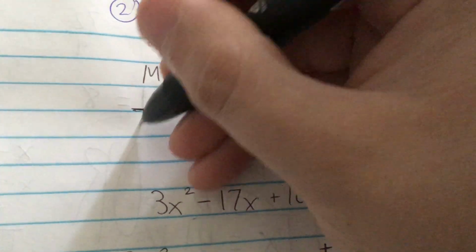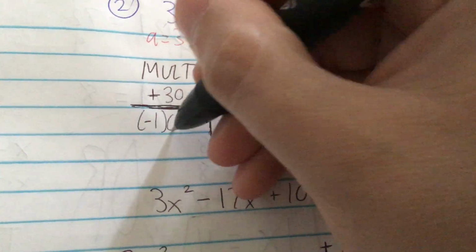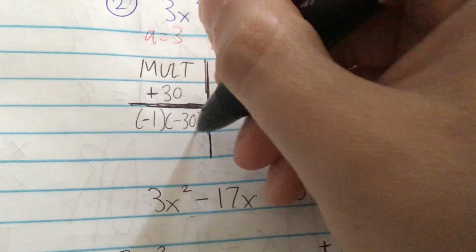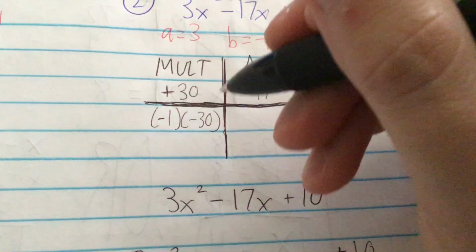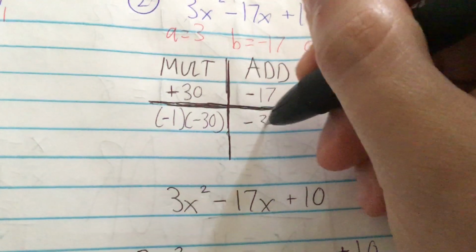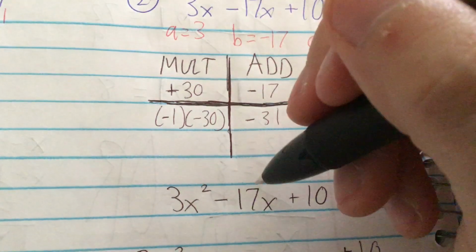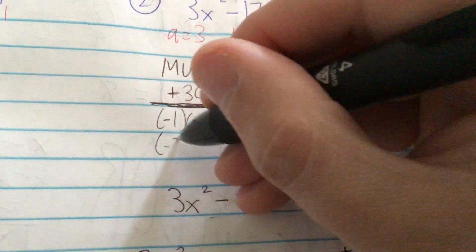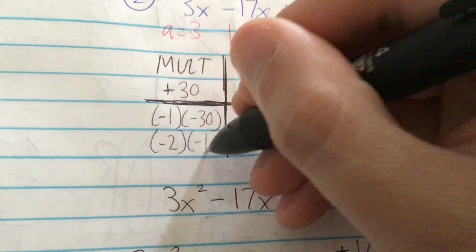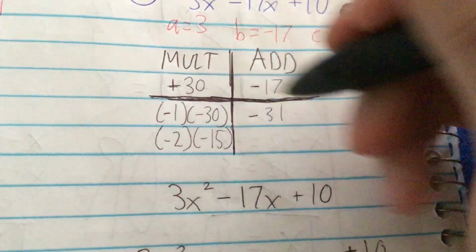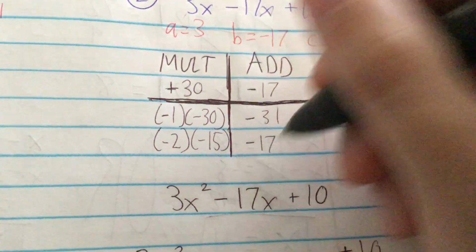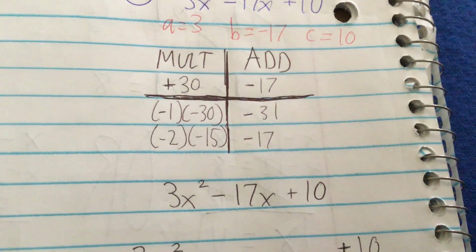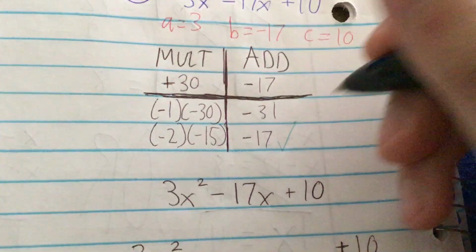So let's get on with it. Negative 1, negative 30. Negative 1 times negative 30 is positive 30, but negative 1 plus negative 30 is negative 31. I'm going to try the next case. Negative 2, negative 15. Negative 2 times negative 15 is positive 30, and negative 2 plus negative 15 is negative 17. We have a winner. So that checks out.